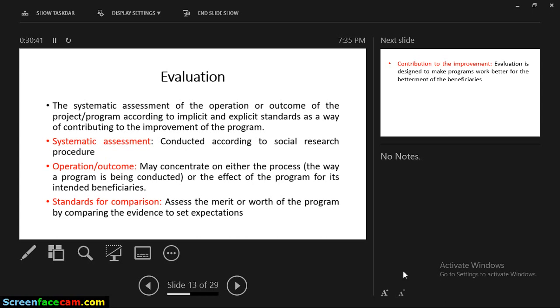So here now, the definition has been accepted. When you look at systematic assessment, it tells us that evaluation is supposed to be conducted according to social research procedures. I know that most of you, possibly beyond two-thirds of this population present here, will have done some form of research. And in research, there are certain things that are supposed to be followed for us to be able even to generalize your findings to the entire population.